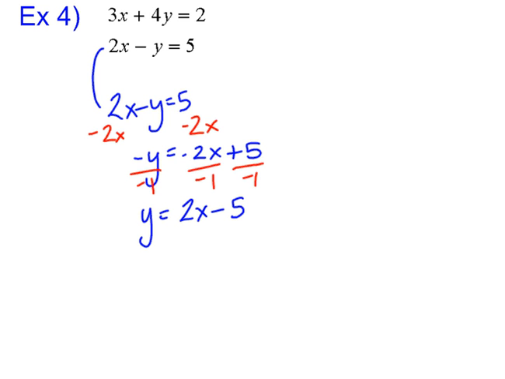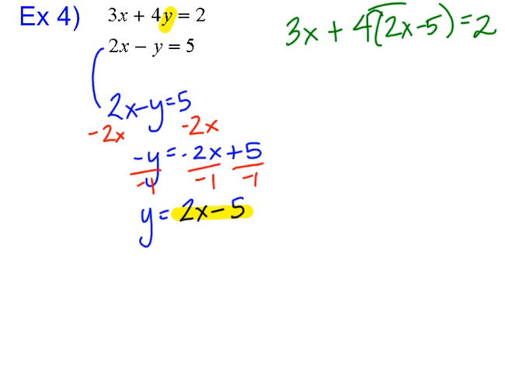So what I'm going to do is take this y equals 2x minus 5, and drop it in the y spot up there in the first equation. Because I manipulated the second equation, I have to go back to the first equation to substitute. So I'll end up with 3x plus 4 times 2x minus 5, and that equals 2. Again, one variable. We should always have one variable when we rewrite. If we don't, we did something wrong.